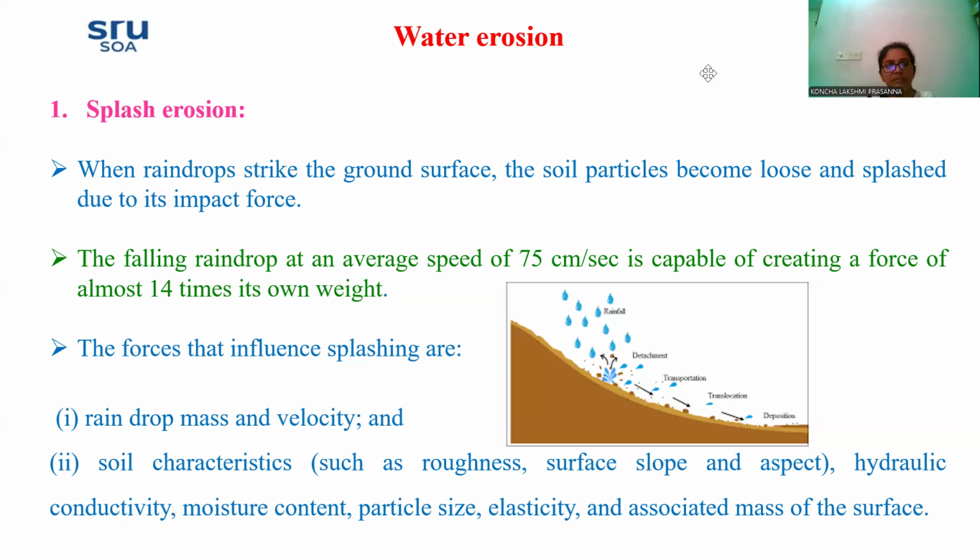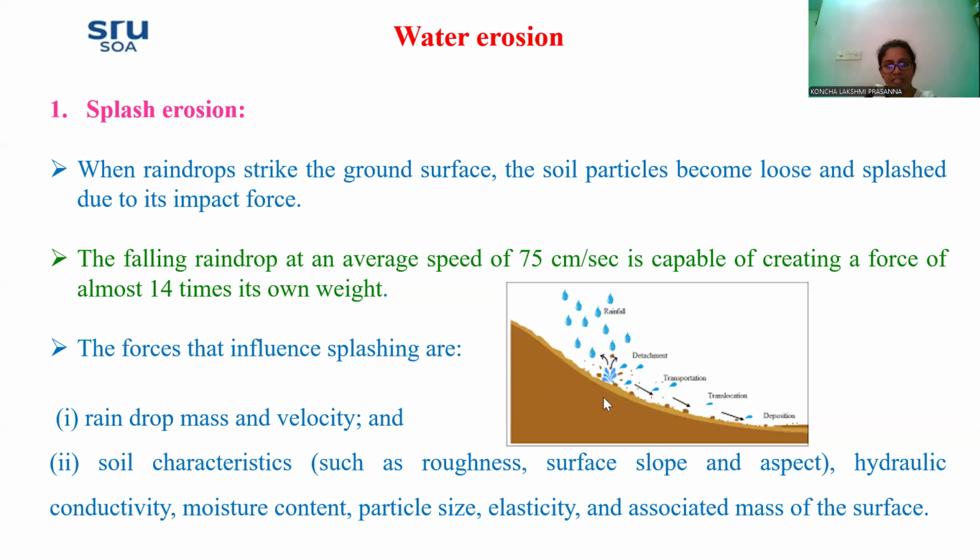So the forces which influence this splashing effect are the mass and also velocity of raindrops, and also soil characteristics such as roughness, surface slope, and aspect. So these are some of the characteristics which lead to the erosion in the soil. Hydraulic conductivity, moisture content, particle size, elasticity, and the mass of the surface. So these are all the soil characteristics which lead to the splash erosion. So here you can see the picture which depicts this splash erosion.